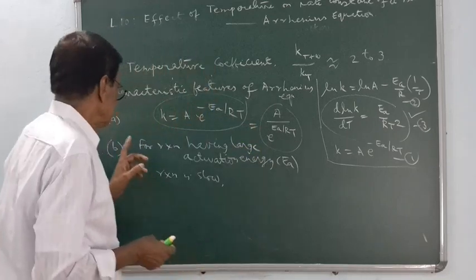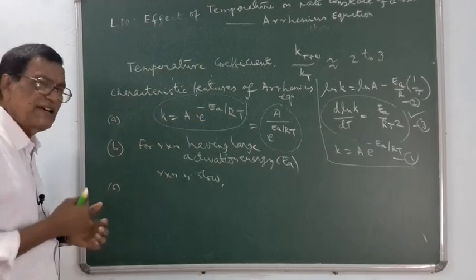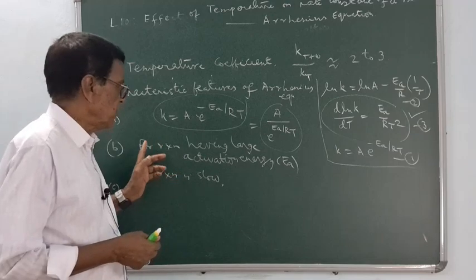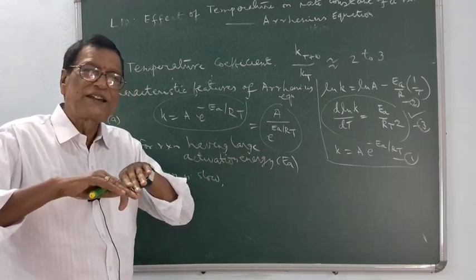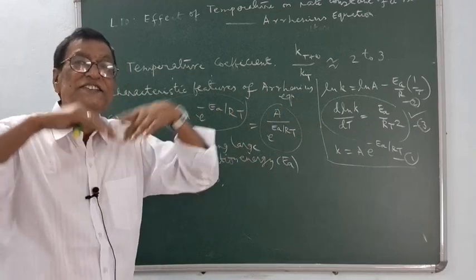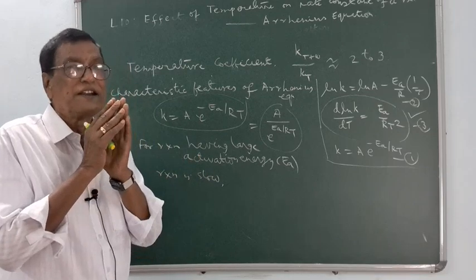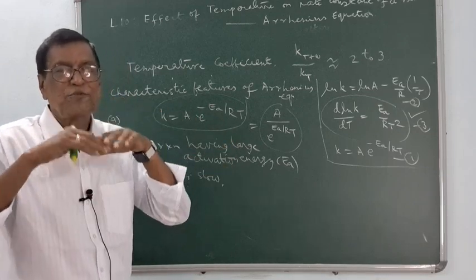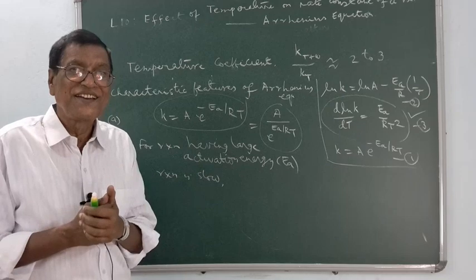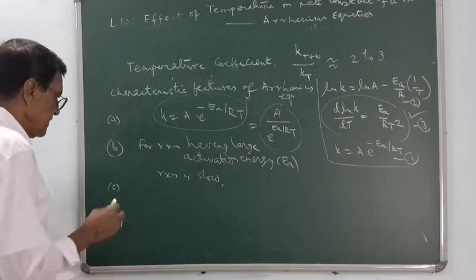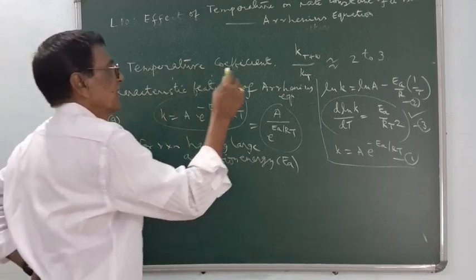So this is B, and the reverse is also there. For reactions having small activation energy, more of the molecules can easily cross the top of the hill, and there will be rapid reactions. The reactions will be fast. That is the reverse way of thinking. Then C, temperature coefficient. Temperature coefficient is this one.